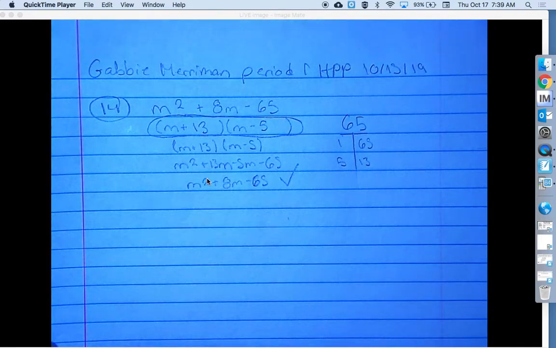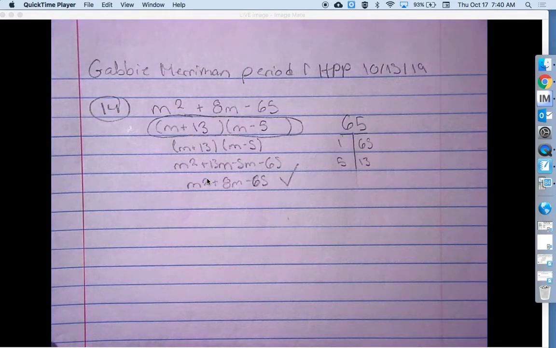To be in one parenthesis n plus 13 times n minus 5. And I got that because 65 can go into 1 and 65, and 5 and 13. And you know that it's going to be mixed because of the negative 65. So that'd be a positive 13 and a negative 5. And then I check my work. Good. Any questions on 14? Thanks. Perfect.